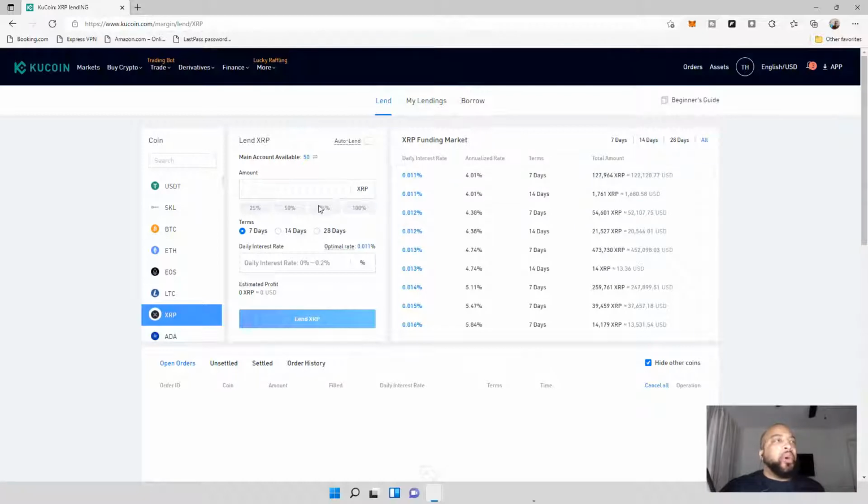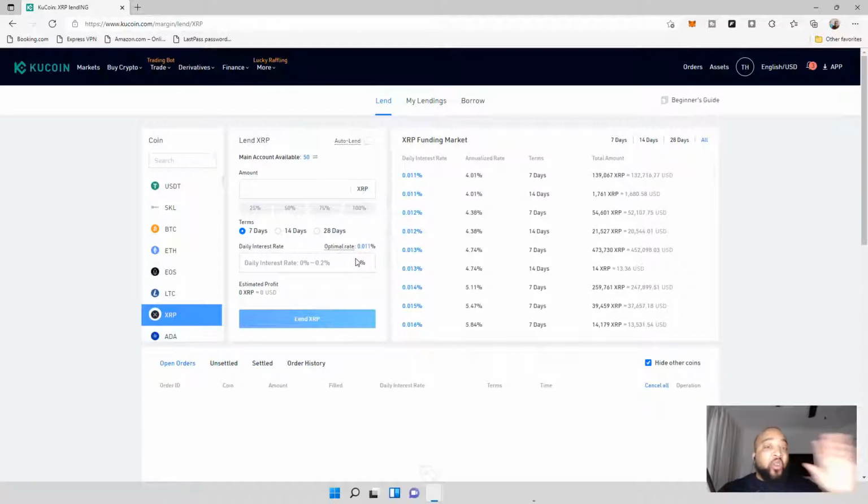Okay. So I don't mind if the terms are 7, 14, or 28 days, but what you want to do is take a look at this optimal rate. This optimal rate changes depending on how many people are lending their assets. Okay, but I like to see what it is, and I'll come back and check every 7 days or so, right? Because if you're putting yours at the optimal rate to be lent, you might not be making the best money back off of your cryptocurrency, but you're still making better than zero for having it out there.